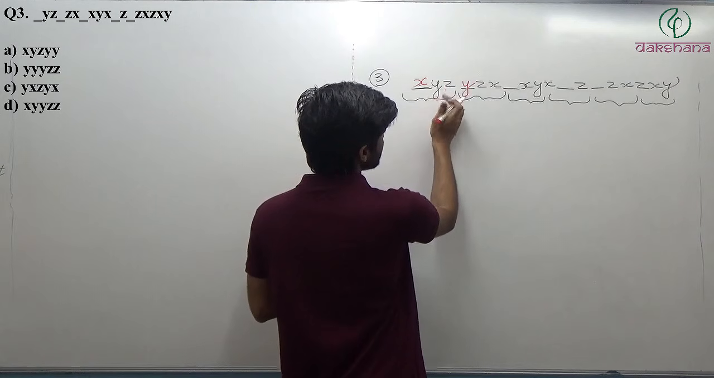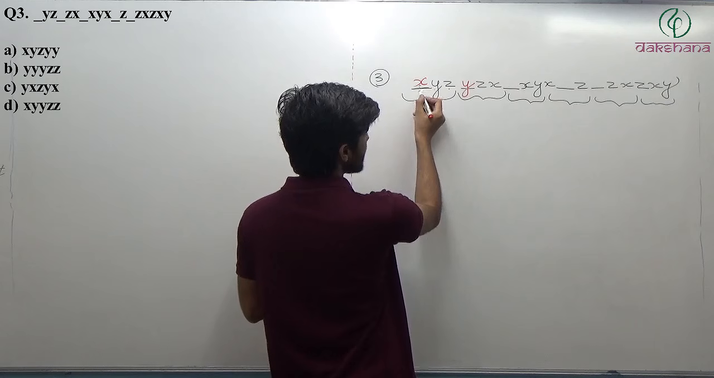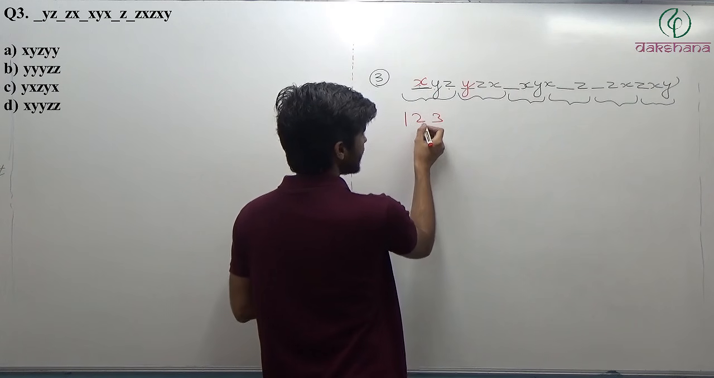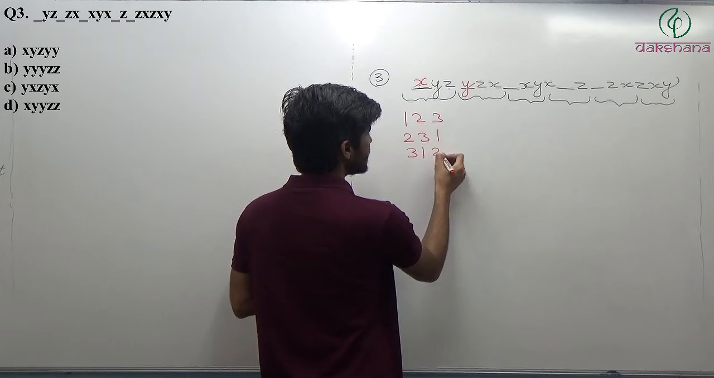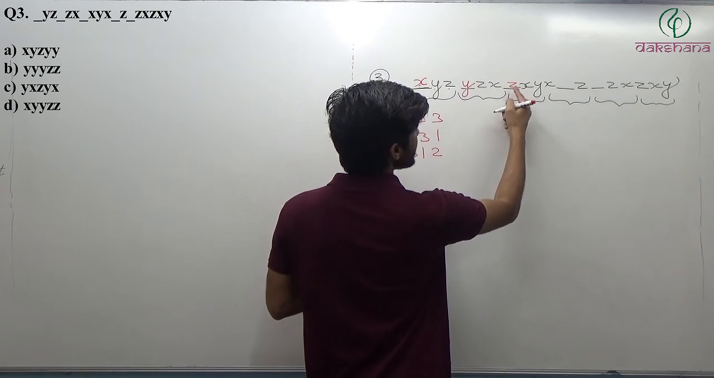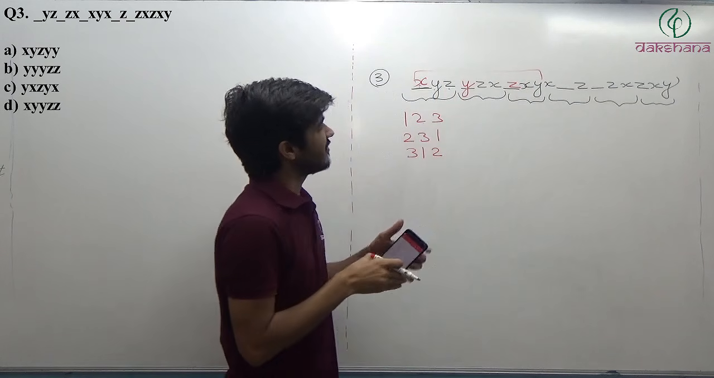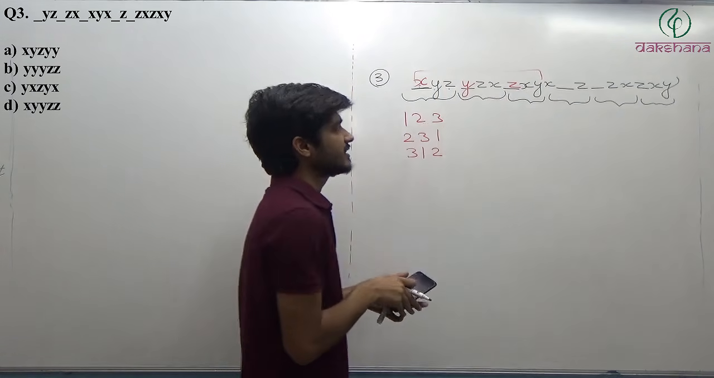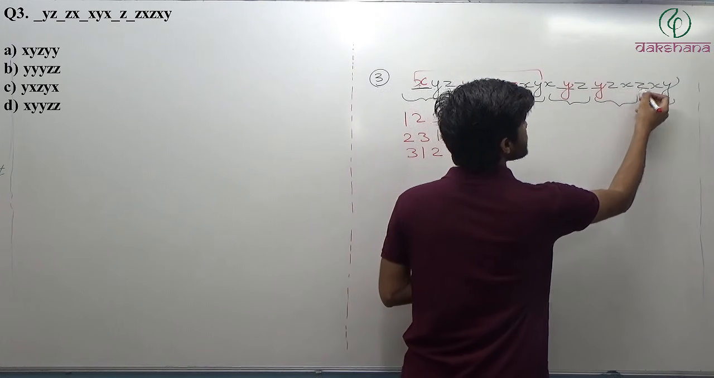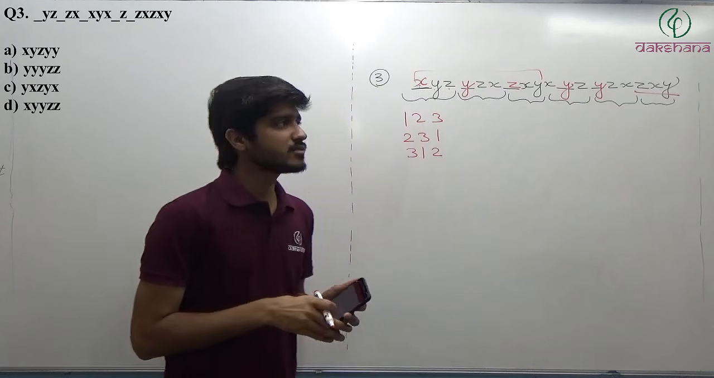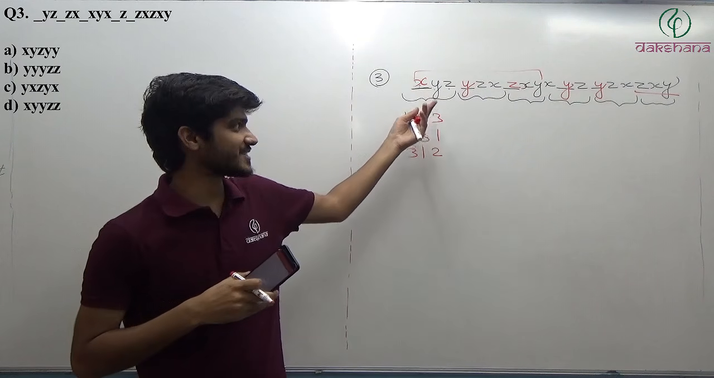So x, y, z. Then they took y, z, x. So basically you started with 1, 2, 3. Then they took the 2 first, 2, 3, 1. Now they will take the 3 first, 3, 1, 2. So here it has to be z, x, y. So can you see x, y, z, y, z, x, then z, x, y. Then again x, y, z. Then y, z, x. Then z, x, y. So yeah, that was the right answer.